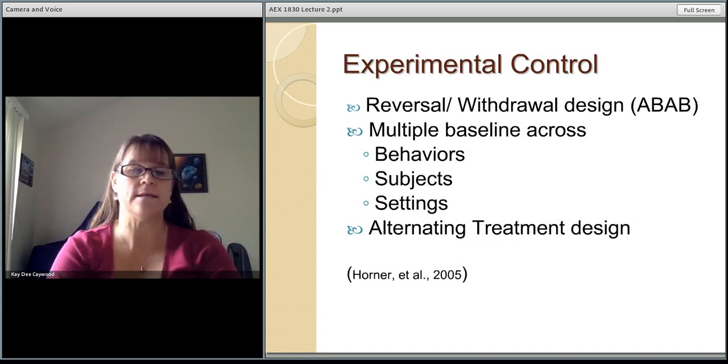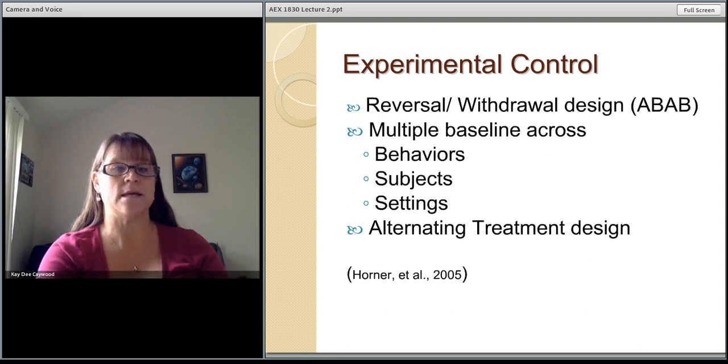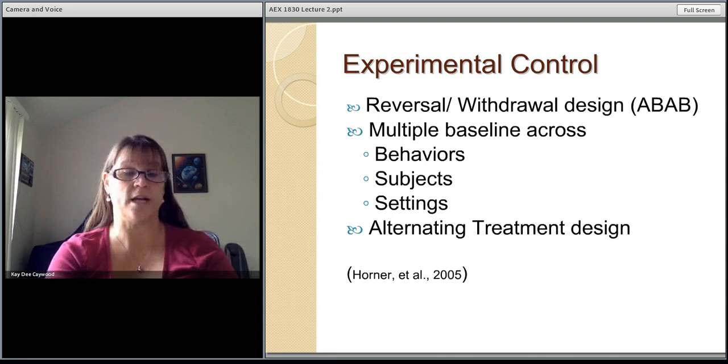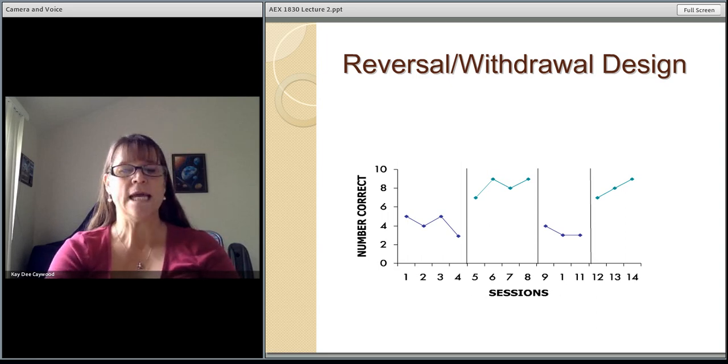Experimental control is established through a number of different strategies: reversal withdrawal designs, the ABAB design, multiple baseline designs across behavior, subjects, or settings, or an alternating treatment design. A reversal withdrawal design, that ABAB, looks like this, where you can see in the first part, you have behavior occurring at a certain rate. That's the baseline. Then the intervention is applied, and you see that there is a behavior change. Behavior goes up, so this would be an intervention where you were trying to increase behavior. Then that intervention is taken away, and you can see that behavior returns to baseline levels. The intervention is reapplied and the behavior goes back up.